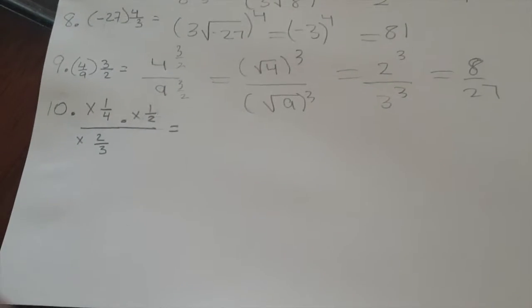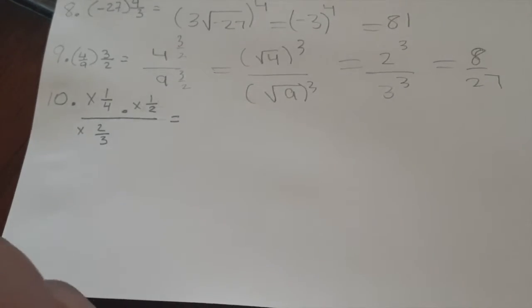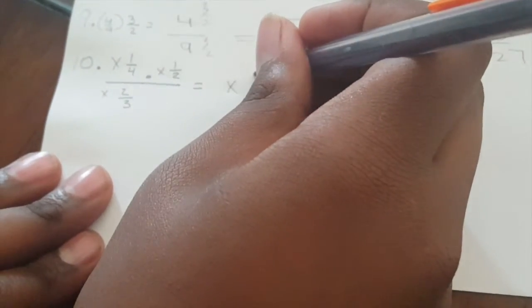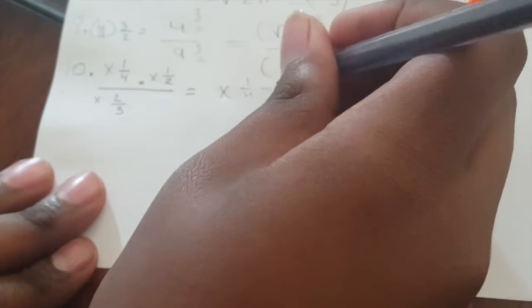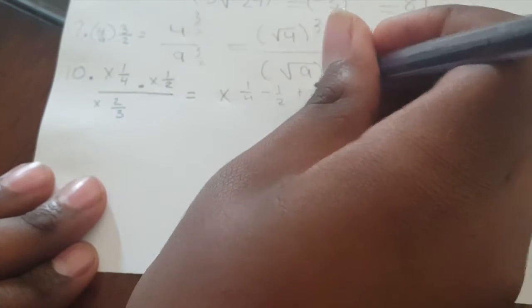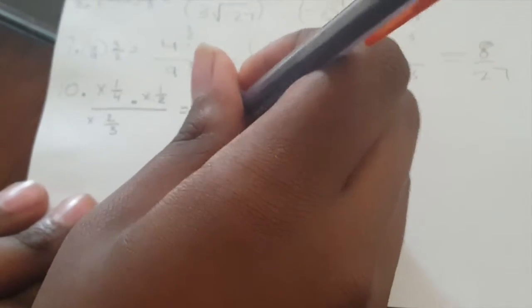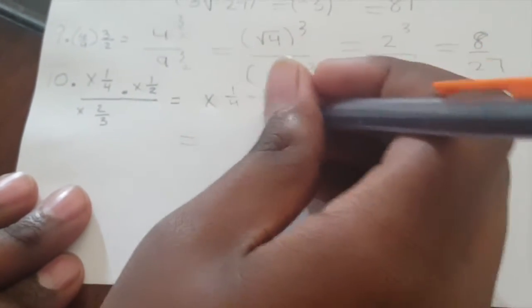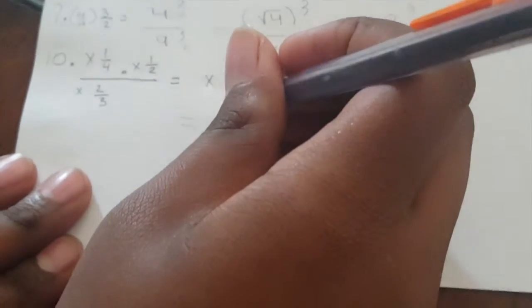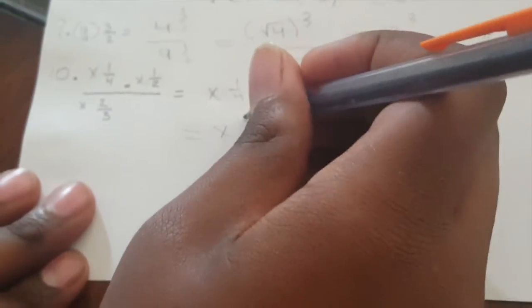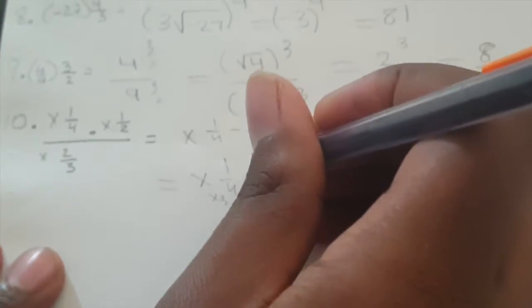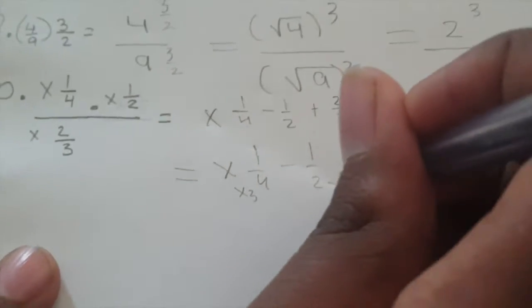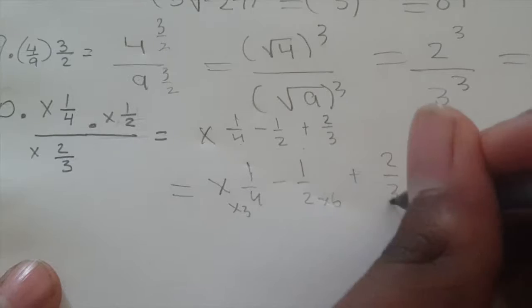And for the last problem on our list, to solve this, since there's an x power base for all of them, you would add the exponents up. 1 over 4 minus 1 over 2 plus 2/3. And this would be equal to, since we're looking for a common denominator of 12, you would multiply 1 over 4 by 3, and then 1/2 by 6, and 2/3 by 4.